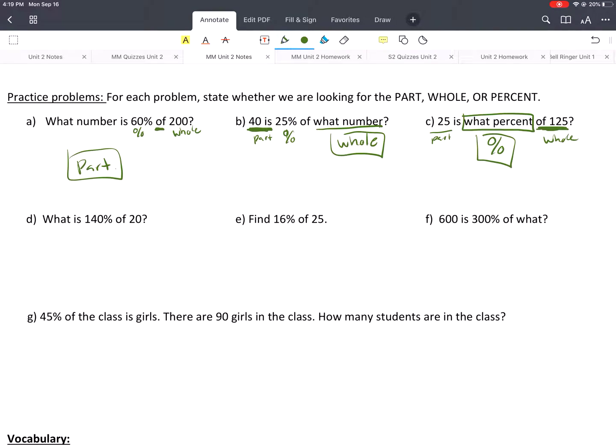What is 140% of 20? Okay, this would be our whole. This is our percent. And what is, okay, that would be our part. Okay, find 16%, so that's our percent, of, which would be our whole. So we want to find the part again.